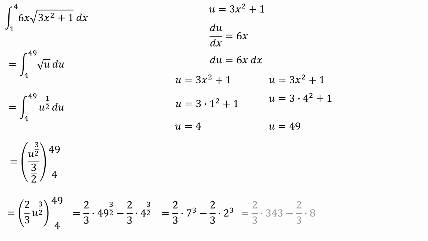7 times 7 is 49. 49 times 7, 343. 2 times 2 times 2 is 8. So it looks like I've got 686 thirds. Subtract 16 thirds. We'll run a special and call that 670 thirds. 670 is not a prime number, but it is not evenly divisible by 3. And so we will just leave it as 670 over 3.